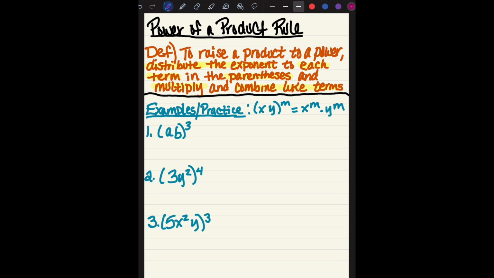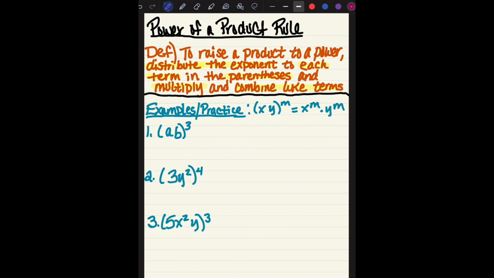The example up here says x times y raised to the m power. Remember, m represents your exponent. x and y is your product. Not only are those two terms your product, they are your two different bases. When you have two different bases in the parentheses with an exponent on the outside, you share that exponent with each term. Let's get straight to the practice problems.